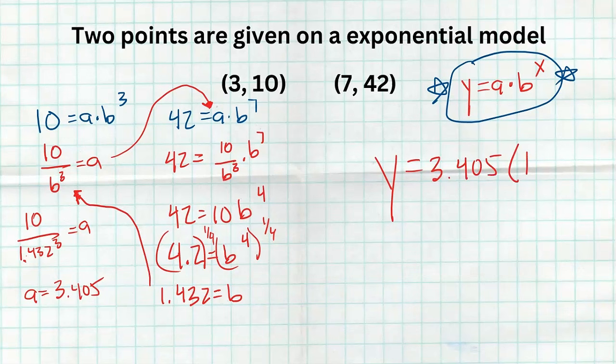So my exponential model is going to be 3.405 times 1.432 raised to the x. So that's going to be an exponential model looking something along those lines right there where we see our values are on here. Now, one of the points that we know is on this model is 3, 10, and another point that we know on this model is 7, 42.